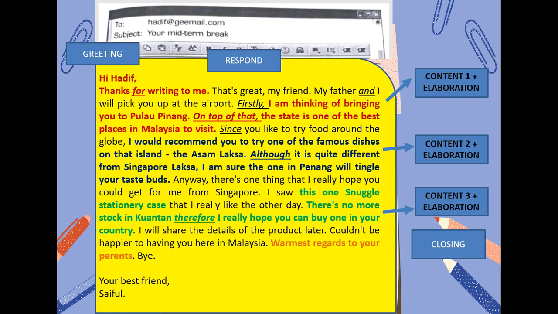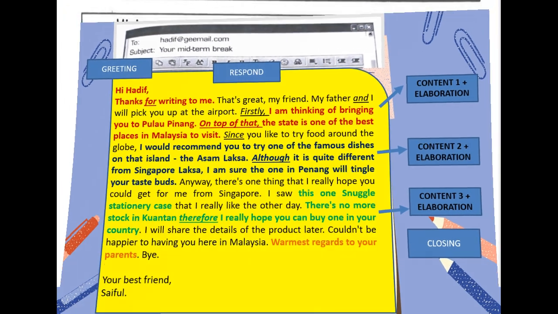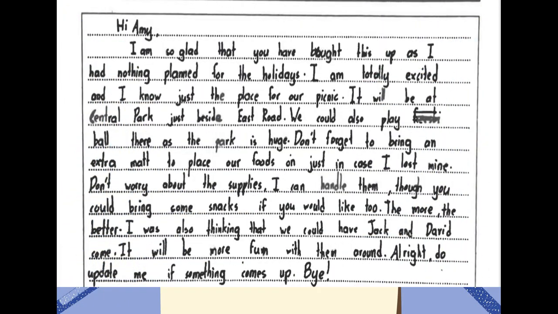Okay, here I'm going to share with you another example. This one is taken from Lembaga Peperiksaan Malaysia, the sample script. The score for this email is 20 over 20. So full marks and full stop. All right, let's read together.